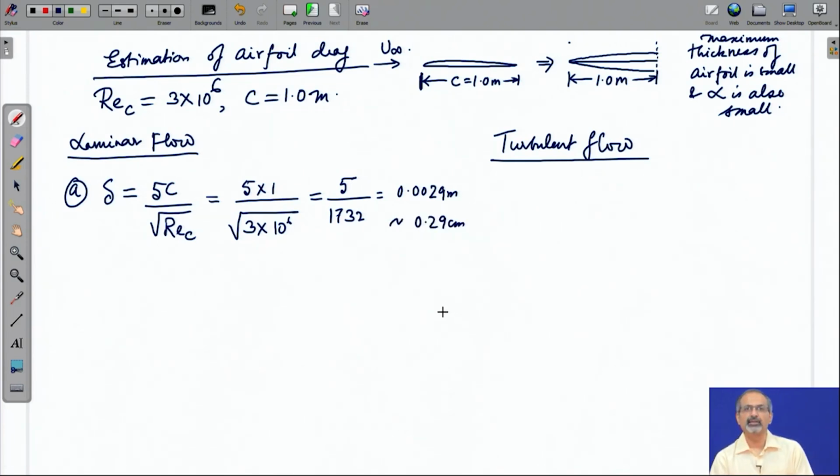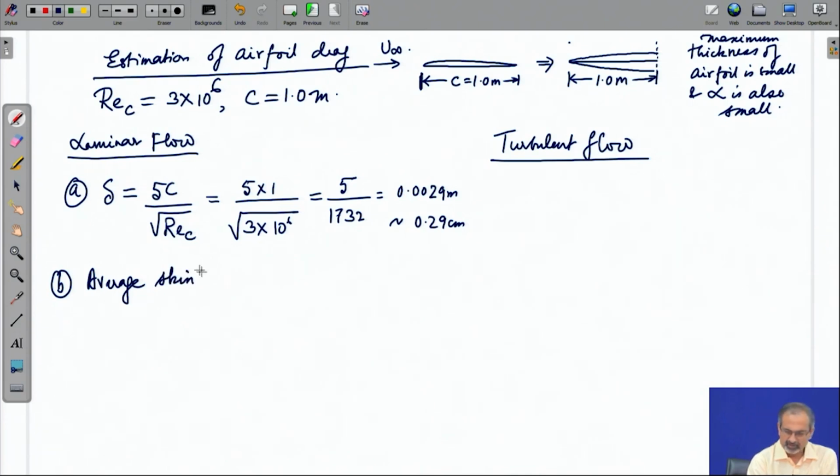So, that is a very small thickness, it is about 3 millimeters thickness of boundary layer at the end of 1 meter chord length crossed by that flow. Because it is a fairly high Reynolds number flow, therefore, the boundary layer thickness is also small. Later on we will see that for the same Reynolds number, the turbulent boundary layer thickness will be considerably larger than this. Now, we also learnt about average skin friction coefficient.